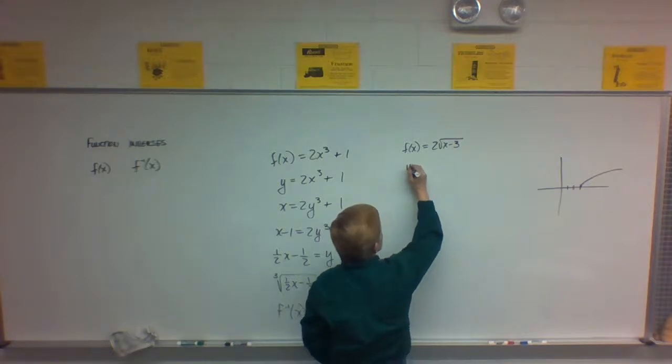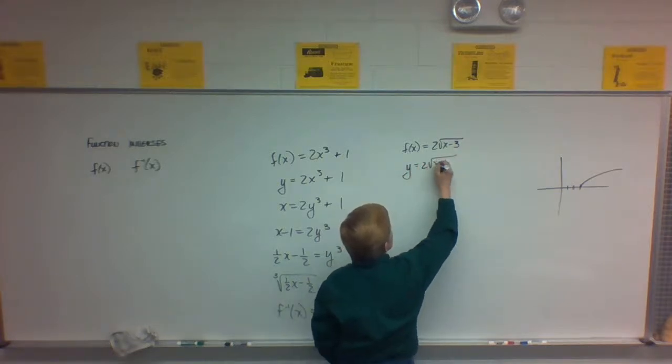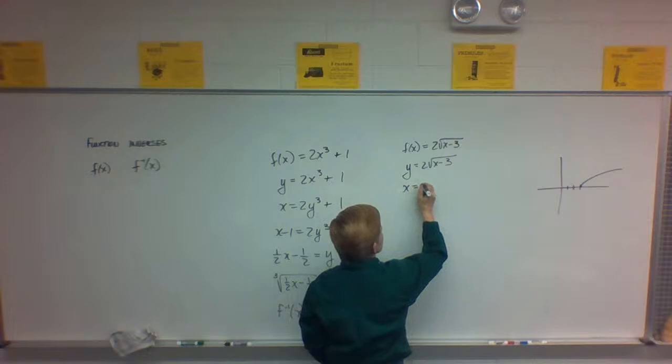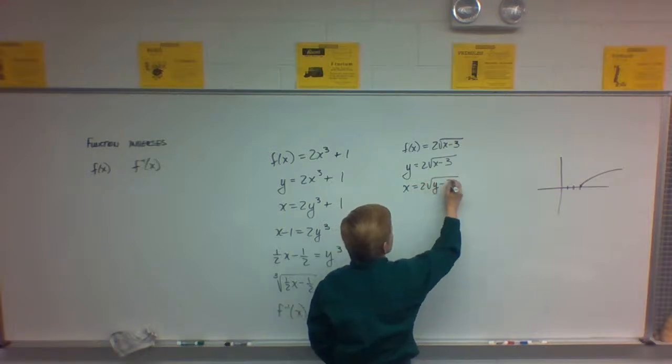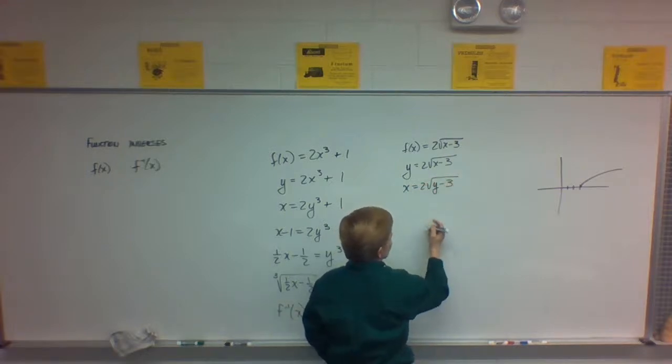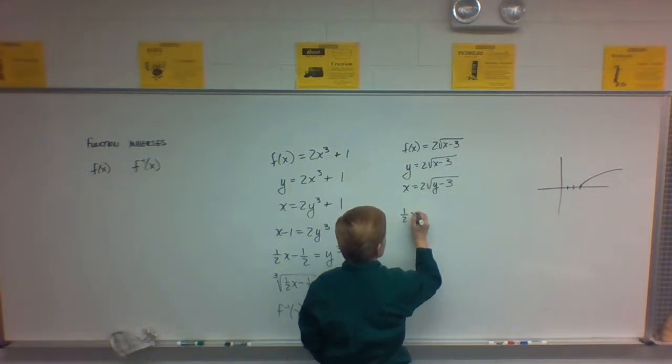So now I'm going to say this is y equals 2 square roots of x minus 3. I'm going to switch places: x equals 2 square roots of y minus 3, because I'm on a hunt for its inverse. And I've got to get at that y. I've got to solve for y. So the first thing I'm going to do is get rid of that 2 by dividing by 2.